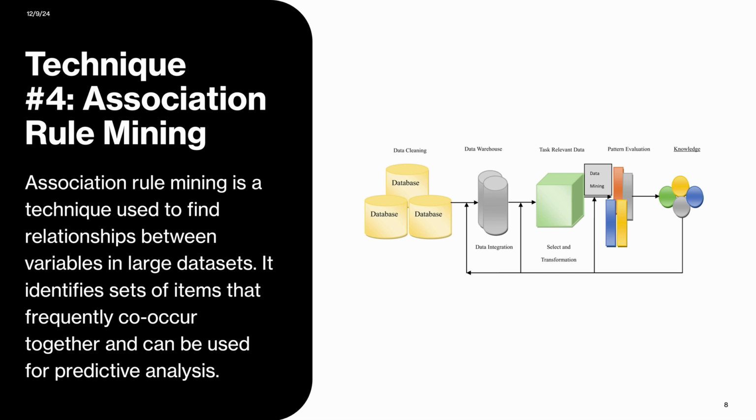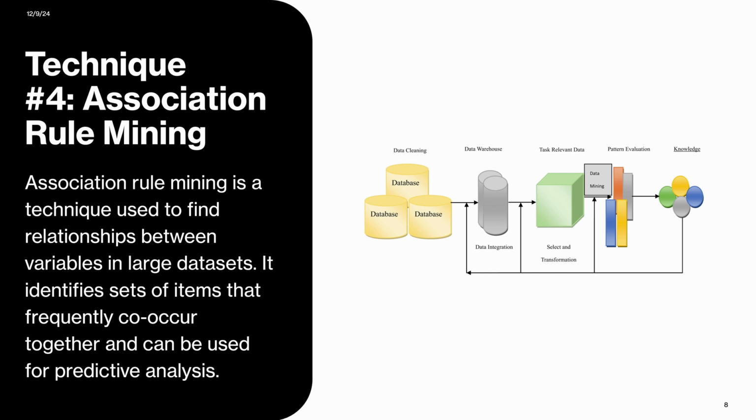So how this one works is the algorithm searches for frequent item sets in transaction data or other data types, and they generate association rules, which highlight the relationship between items or events. These rules are often evaluated using measures like support, confidence, and lift.